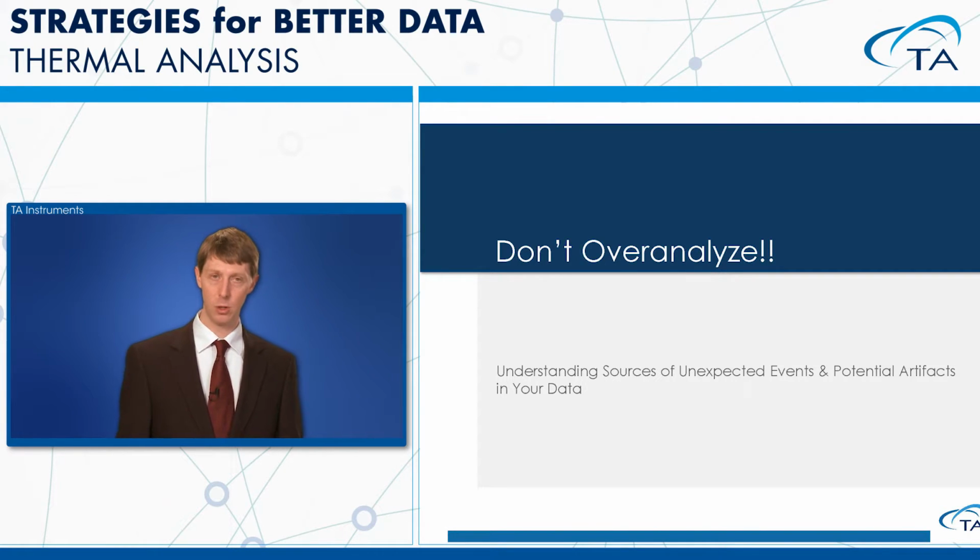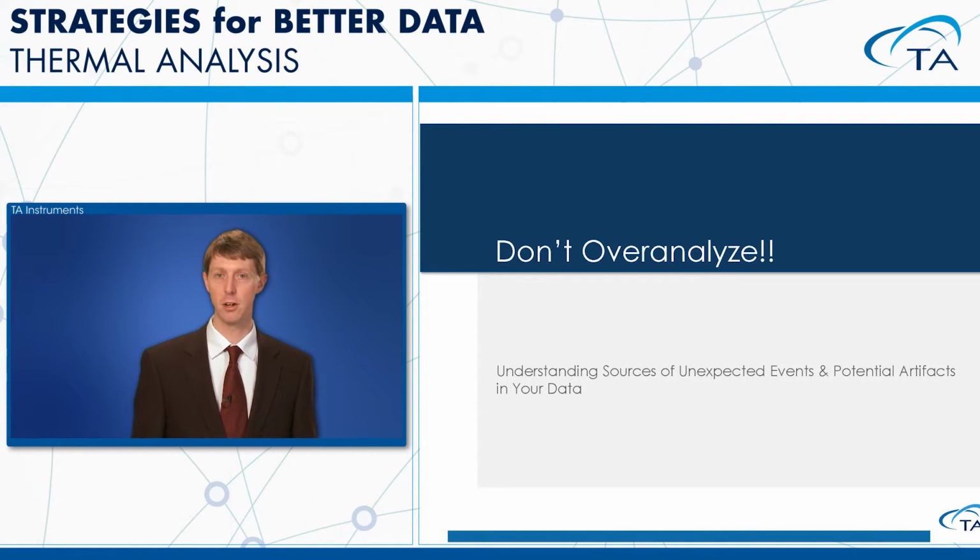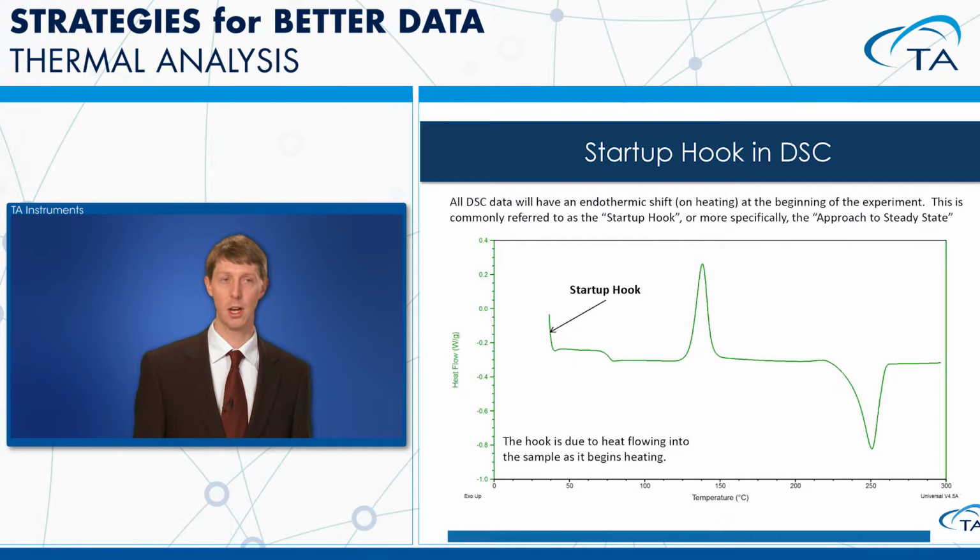So we'll take a look at some features here in data sets and give you maybe some comfort that the instrument is doing what it should be doing, or the material is doing what it should be doing. So the first data set here is looking at the startup hook in the DSC. Now this is fairly common. It's a fairly common question as to why there is a startup hook. Why is there a deviation from the baseline at the very beginning of your particular data set?